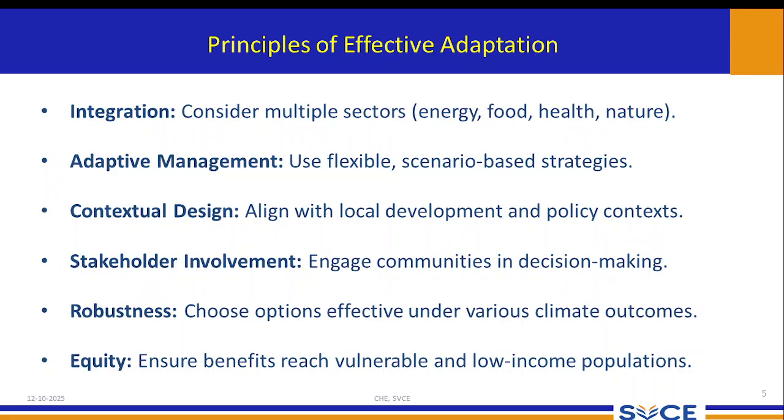Okay, our strategy needs to maintain robustness: choose options effective under various climate outcomes. Equity: ensure benefits reach vulnerable and low income populations. So it's supposed to be a benefit for everyone. So ensure benefits reach vulnerable and low income populations, those who are affected.